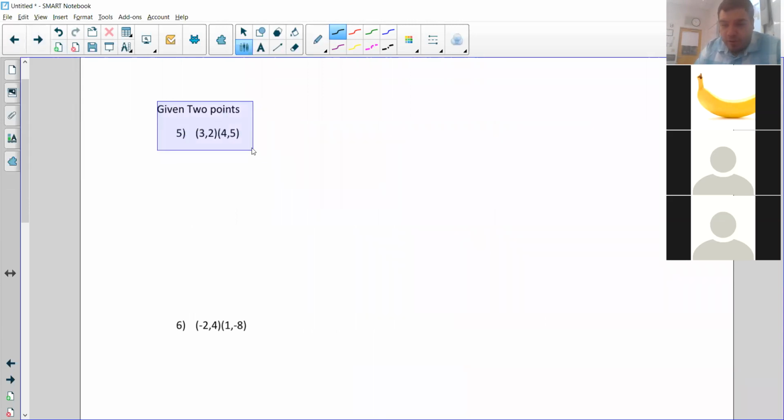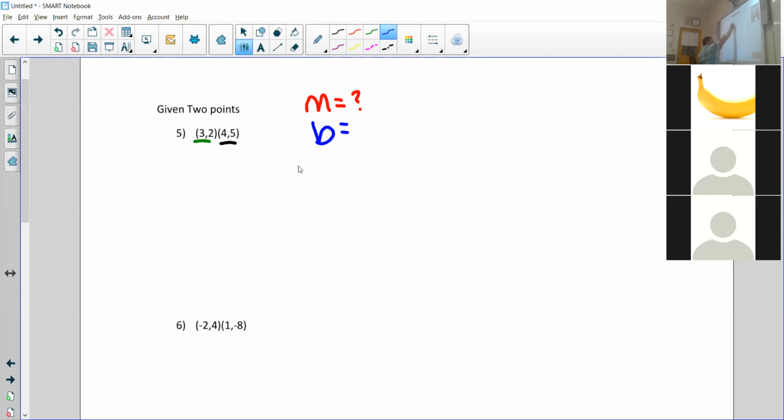So we're given 2 points in this one. Well, it's nice to have 2 points, by the way. Remember, we need 2 things to make the equation. M, which we don't know right now, and B, which we don't know right now. So we need M and we need B.